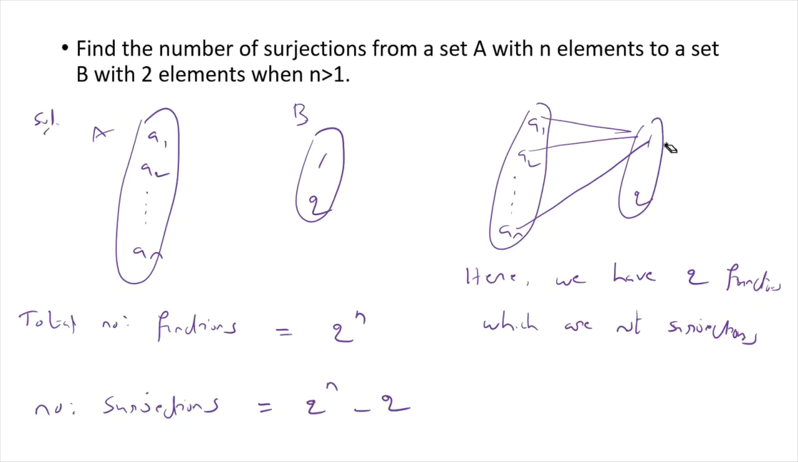So this is an example of a function which is not surjective, and the other example is where all the elements are mapped to 2. So these are the two examples where the given function is not going to be surjective. Otherwise, every other function is going to be surjective. Therefore, the total number of surjective functions is equal to the number of functions minus these two. The number of functions is 2 raised to n, and the number of functions which are not surjective is equal to 2. Therefore, the total number of surjective functions is going to be 2 raised to n minus 2.